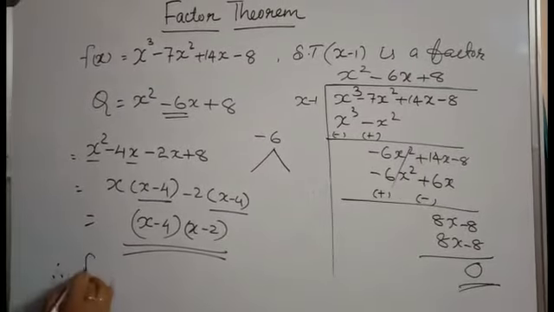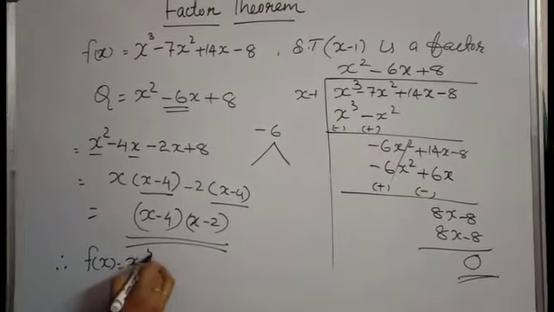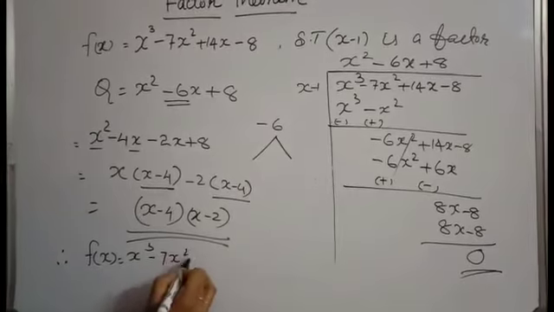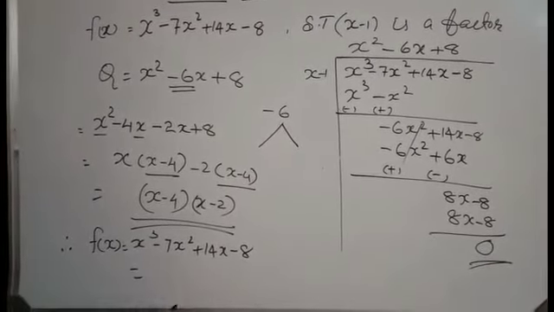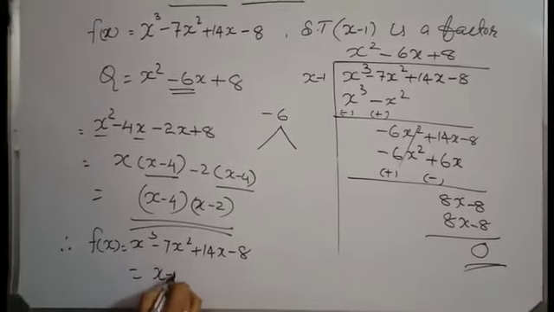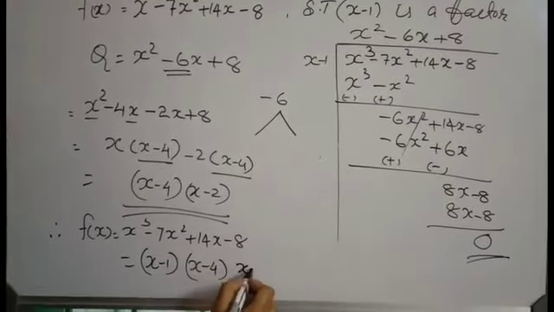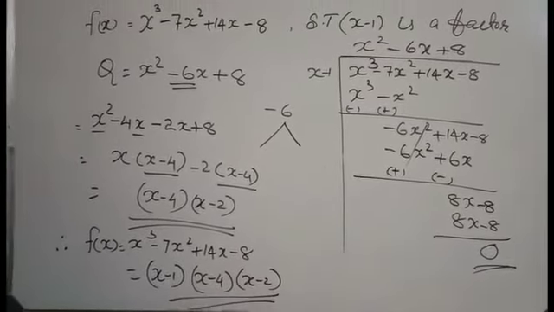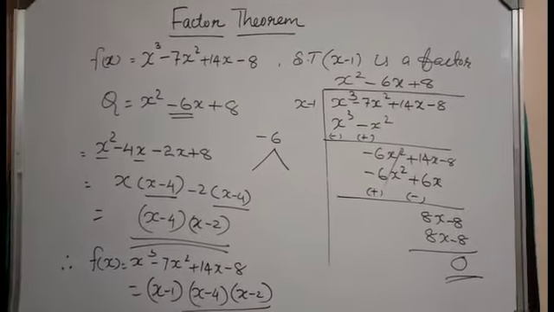Therefore, f of x is equal to x cube minus 7x square plus 14x minus 8. That is equal to, when we have factorized, we got the first factor as x minus 1. So x minus 1 into x minus 4 into x minus 2. This is how we can factorize the polynomials by division method.